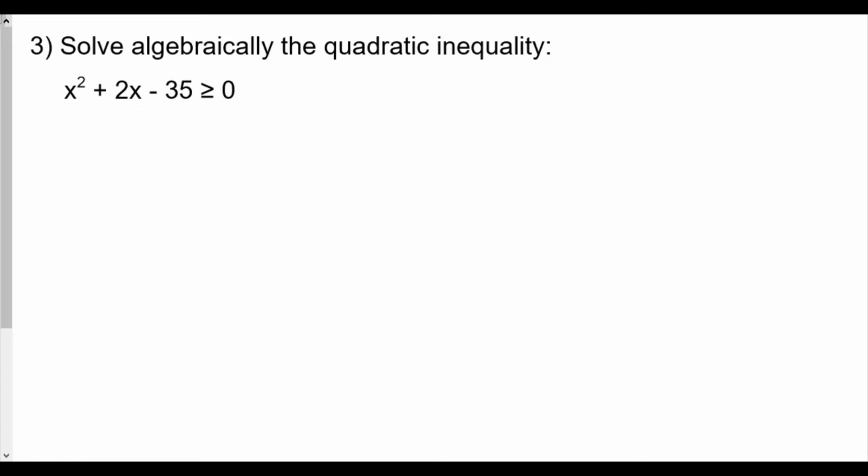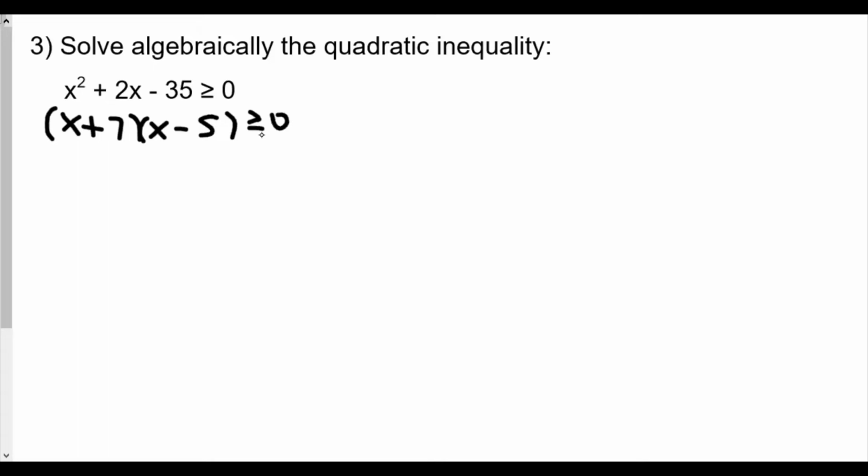Now, solve algebraically the quadratic inequality x squared plus 2x minus 35. Our very first step in this case is to factor the expression. When we factor x squared plus 2x minus 35, we have x next, and two numbers multiplied to make 35 are 7 and 5. It's a plus and a minus. That's the factored form of this expression.